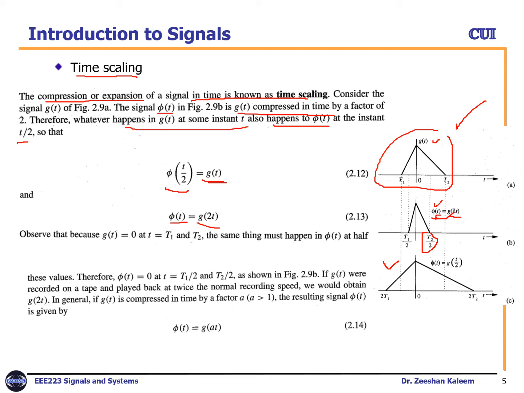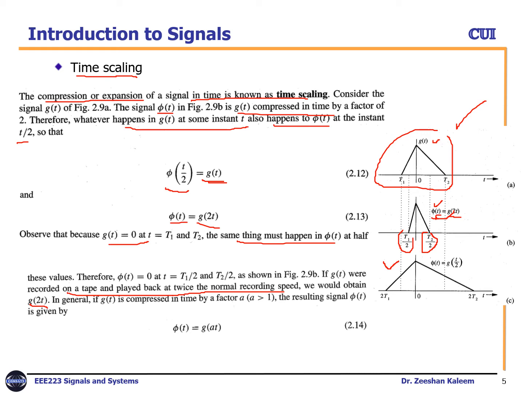So observe that because gt is 0 at time t equals t1, gt is 0 here. Gt means its amplitude is 0 here and 0 here as well. The same thing must happen in phi t at half. So this is happening at t1 by 2 and t2 by 2. Therefore phi t is 0 at t equals t1 by 2 and t2 by 2, as shown in this figure. If gt were recorded on a tape and played back at twice the normal recording speed, we would obtain g2t.